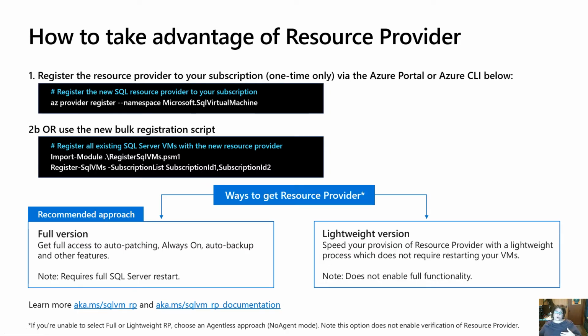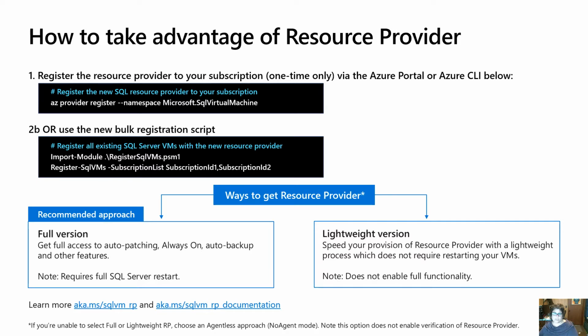Now, there are two modes for the resource provider. The full version, which gives you everything that we talked about, auto patching, always on, auto backup, high availability configuration, things like that. But that full version requires a restart. So if you want to register all of your SQL Server VMs with the resource provider, but you can't do a restart, or you want to do a restart later, then you can register them with the lightweight version.